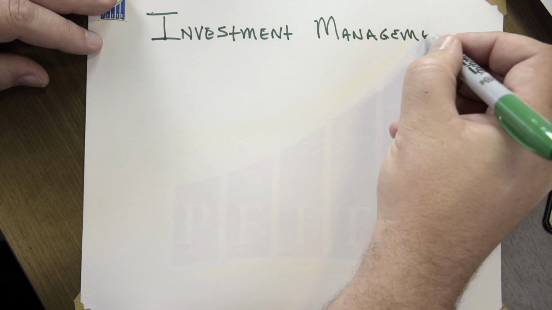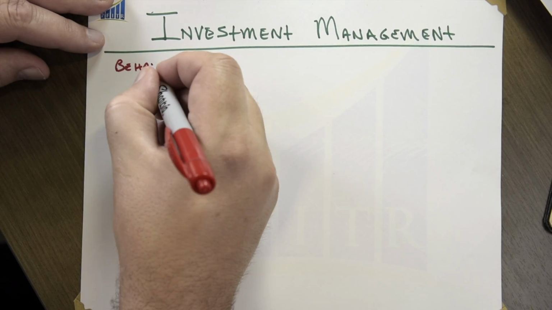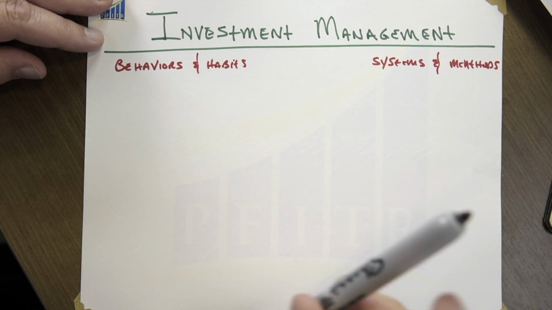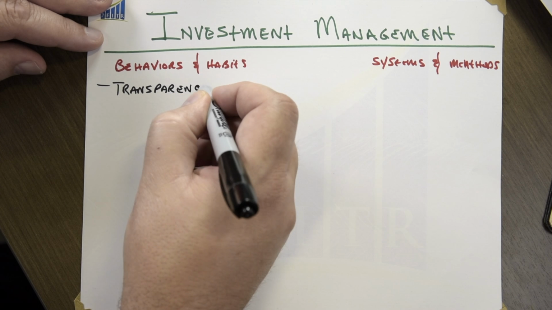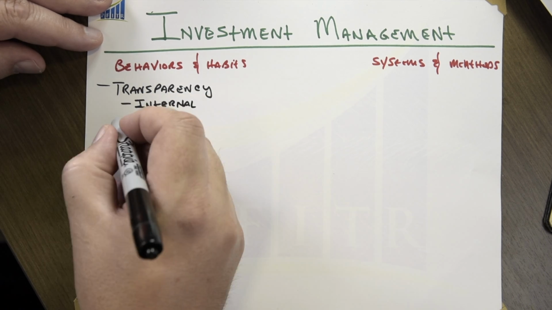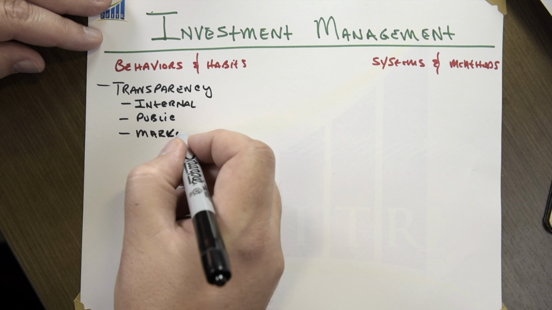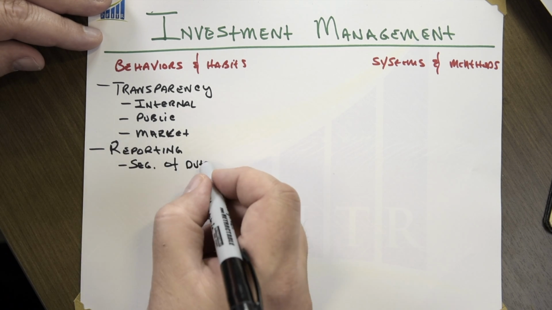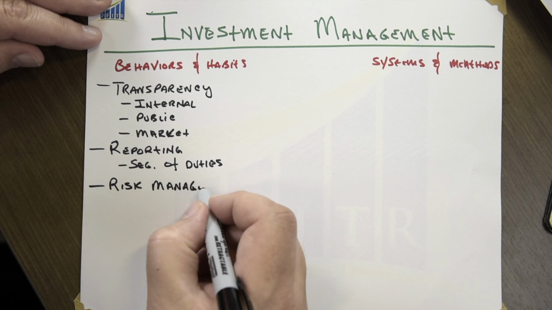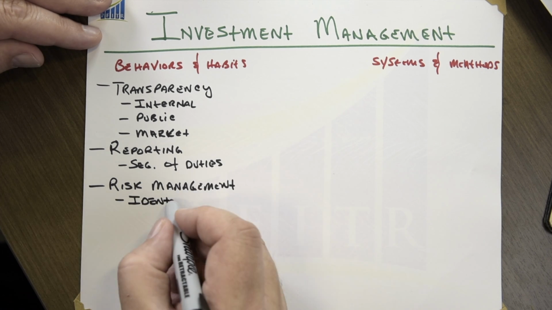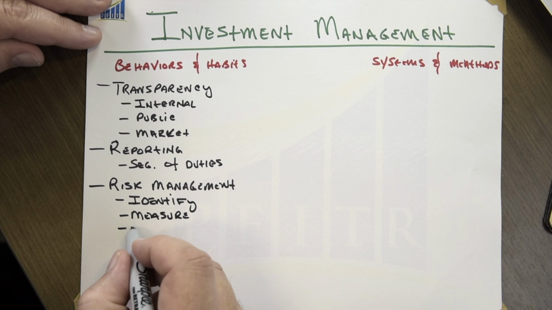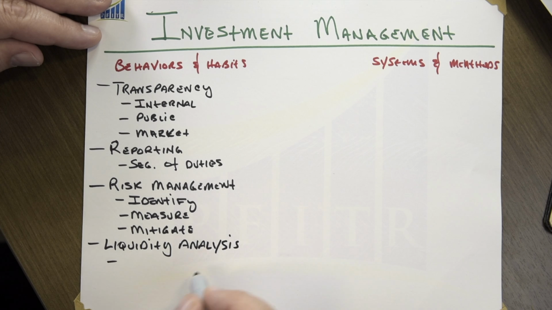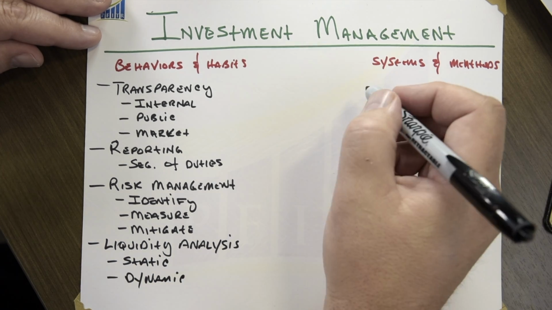Now, how do we quantify investment management? We look at behaviors and habits. We look at systems and methods. We want to first start and look at transparency, internal transparency, public transparency, and market transparency. Then reporting, is there segregation of duties? Risk management, identifying risk, measuring risk, mitigating risk, and then liquidity analysis, both static and dynamic.